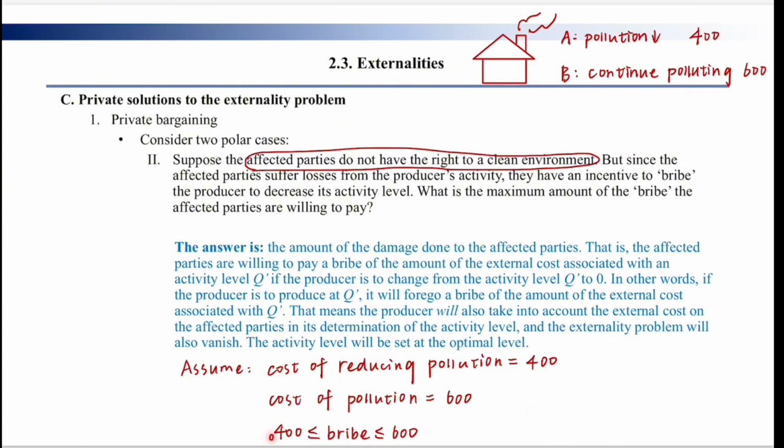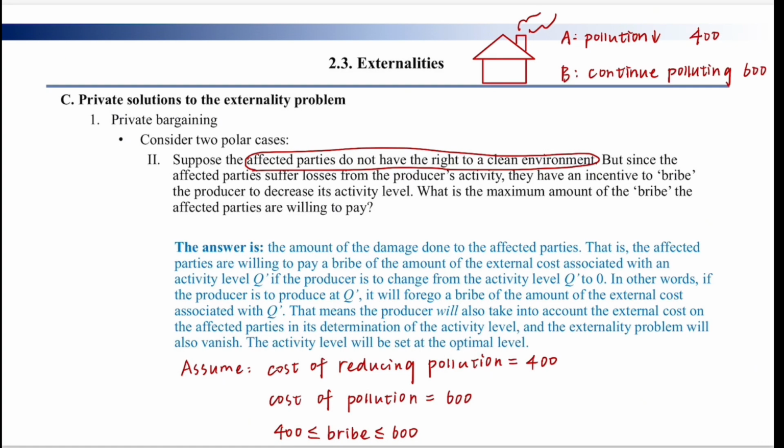And if the bribe is less than 400 Hong Kong dollars, for example 300 Hong Kong dollars, the factory will think it is not cost effective. The factory thinks that I accept your 300 Hong Kong dollars, I still have to take the initiative to spend 400 Hong Kong dollars to reduce the pollution. Then I also lose 100 Hong Kong dollars, right? So the bribe is finally calculated to be between 400 Hong Kong dollars and 600 Hong Kong dollars. That is between the cost of reducing pollution and the cost of pollution.